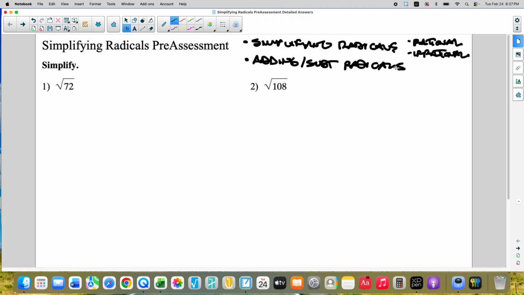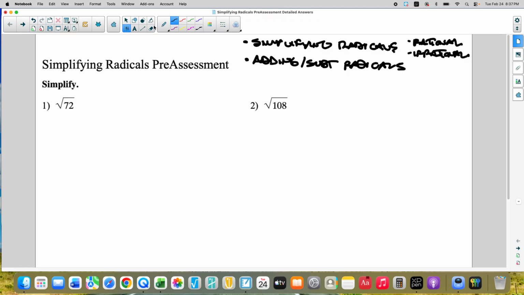And then the third thing that we're going to do, let's move that down just a tad so we can get that third thing, is we're going to be multiplying. Some of you learned how to divide. We're not going to do that. We're just going to do simplifying, adding, subtracting, and multiplying. So let's take a look at this.